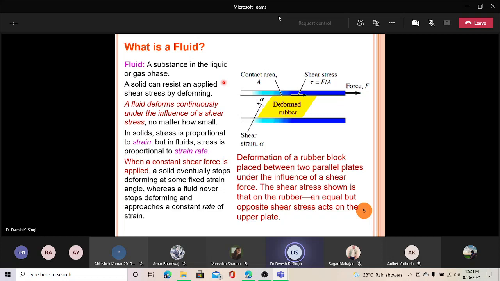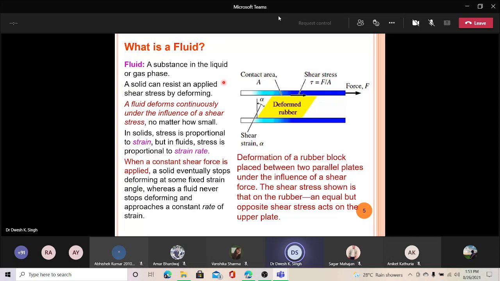So, what is this fluid? We are going to deal with the fluid, so we have to understand the behavior of fluids. What is a fluid basically? A substance in either the liquid or gas phase. Both are called fluid.